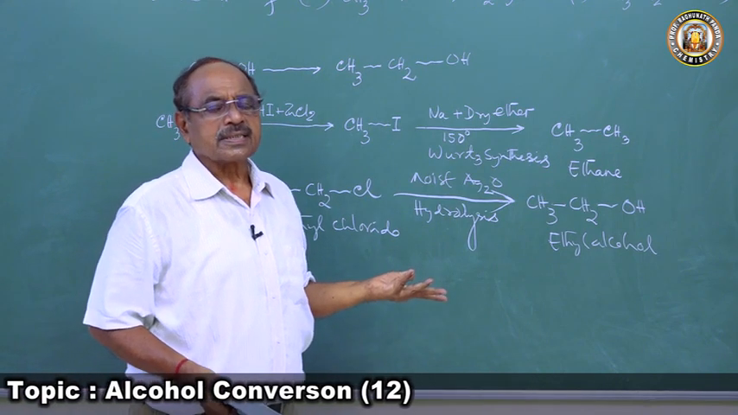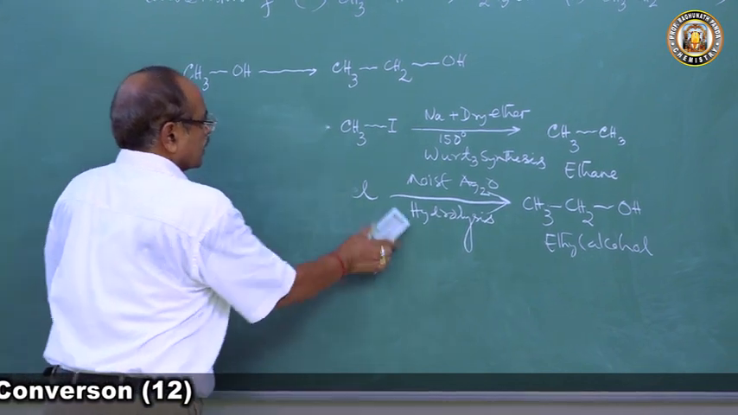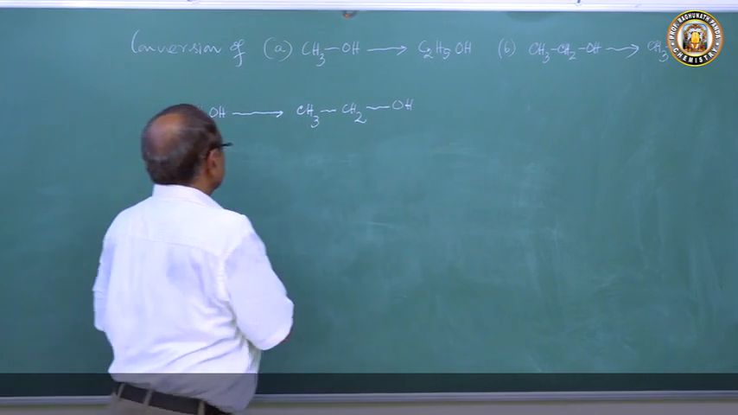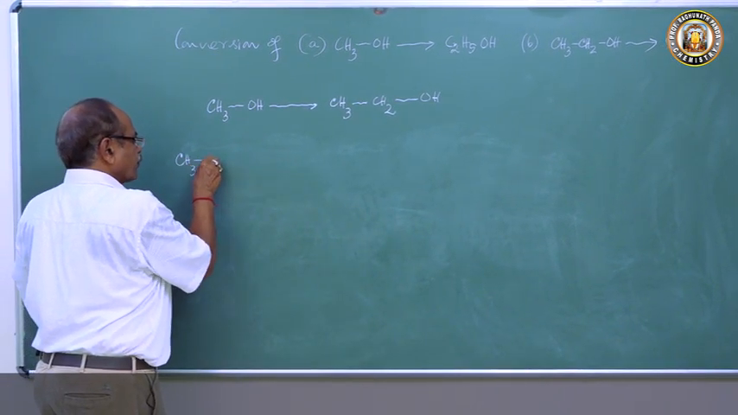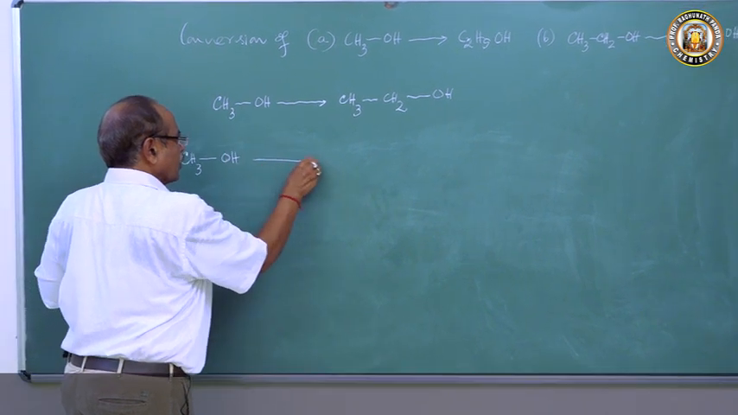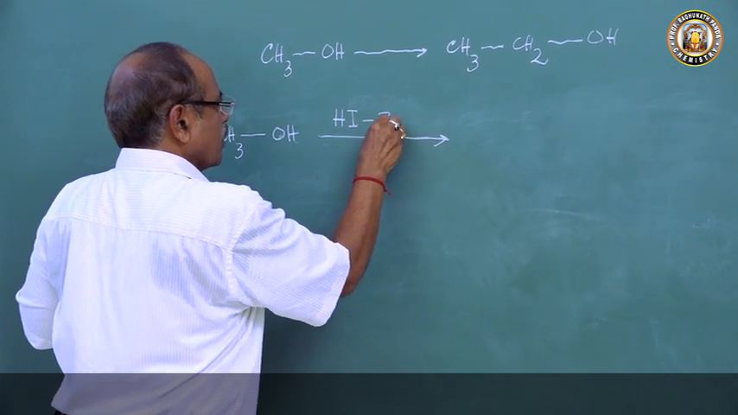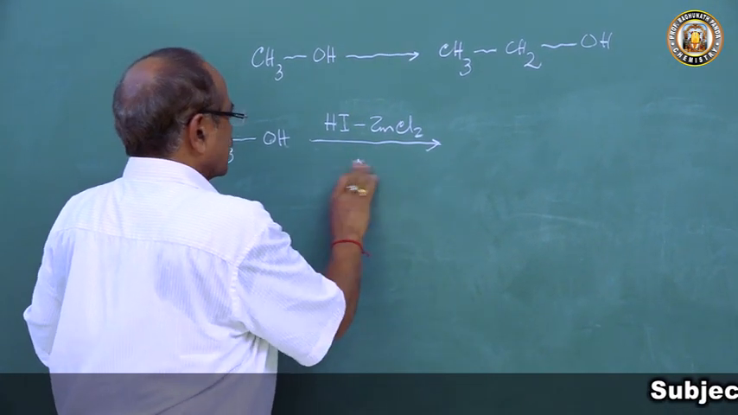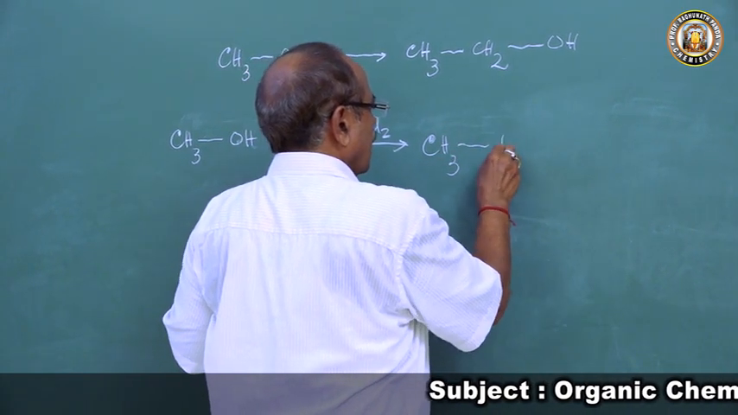Amine on hydrolysis gives us alcohol. So this can be done by the cyanogen synthesis. We take methyl alcohol, CH3OH, and this methyl alcohol is treated with hydrogen iodide in presence of anhydrous zinc chloride, and we get methyl iodide.